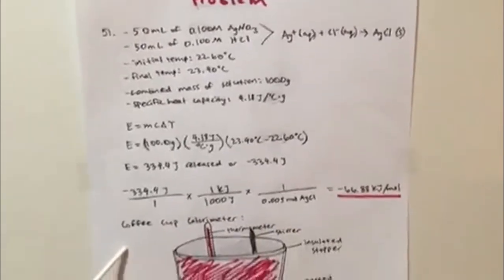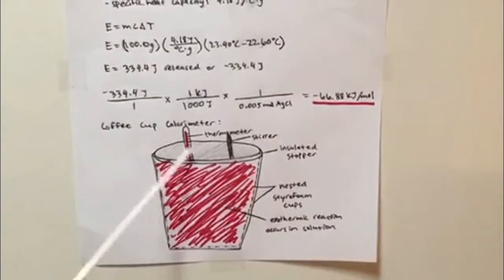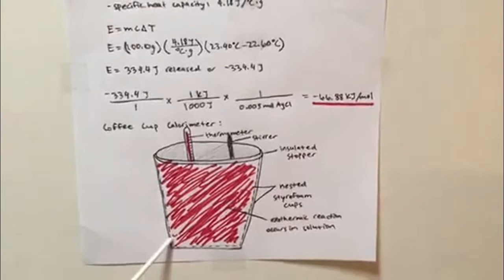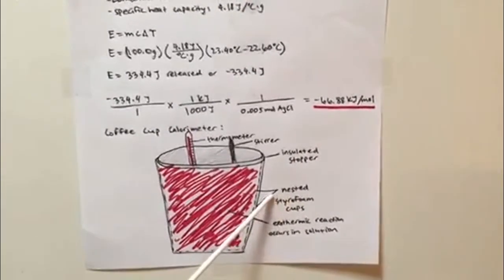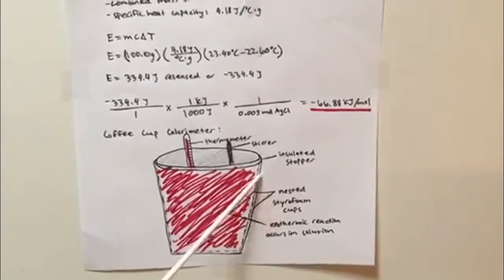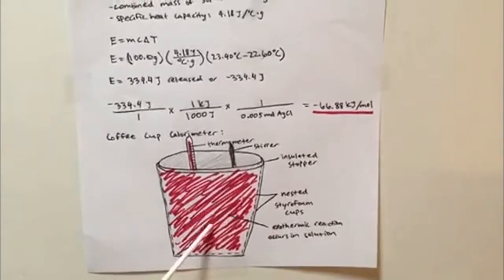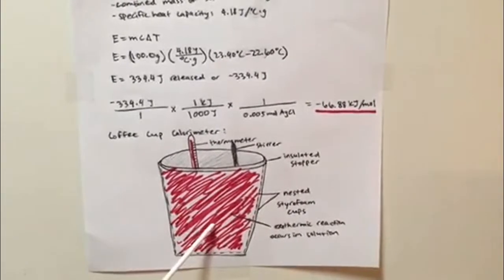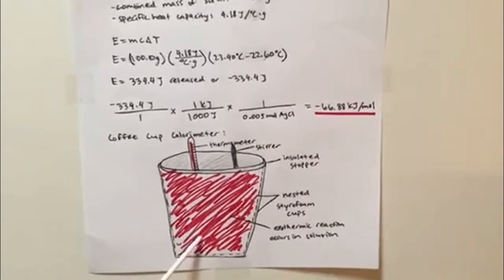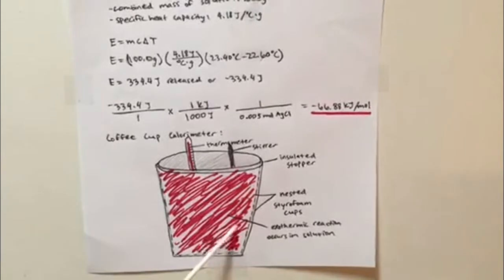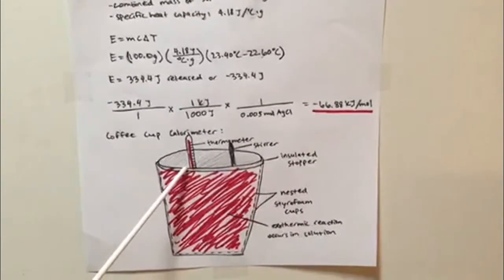And then also part of this topic is coffee cup calorimetry. So I have here a diagram for it, and a coffee cup calorimeter consists of two nested styrofoam cups, so one inside the other, an insulated stopper to keep the heat in, a stirrer to ensure that the solution is completely aqueous, so in other words, the solid that you put in no longer is a solid and rather has dissolved, and then a thermometer so you can find the change in temperature.